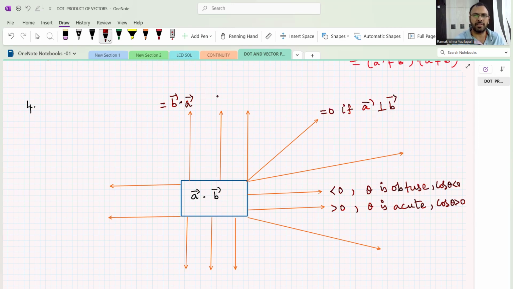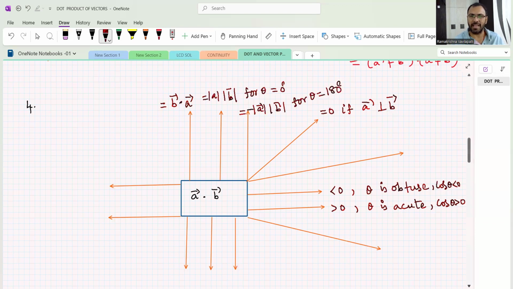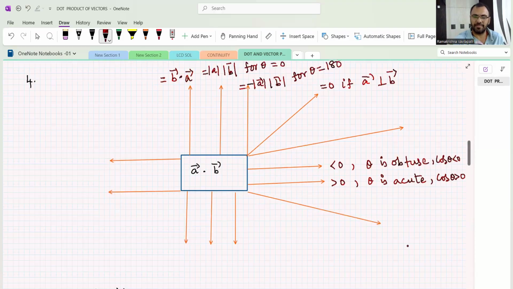And A bar dot B bar is equal to mod A into mod B, right? This is equal to mod A mod B for theta equal to 0 degrees. And it is minus mod A into mod B, right? This is equal to minus mod A mod B for theta equal to 180 degrees, unlike vectors. Here cos 0 is 1 and cos 180 degrees is minus 1. All right.